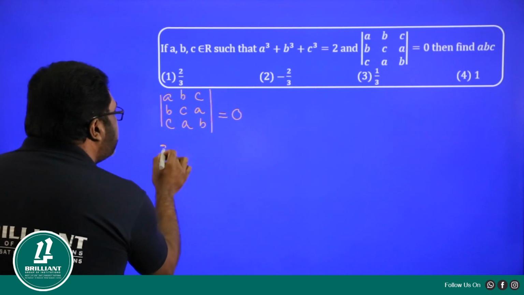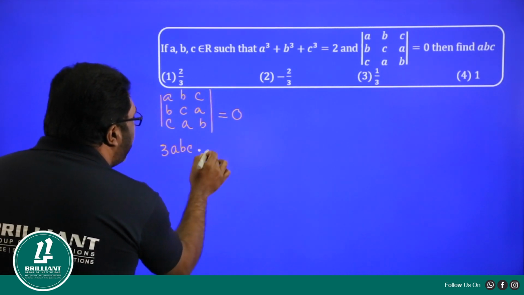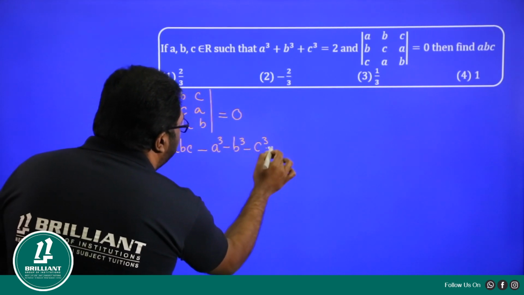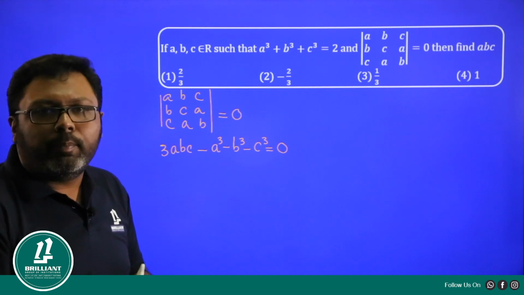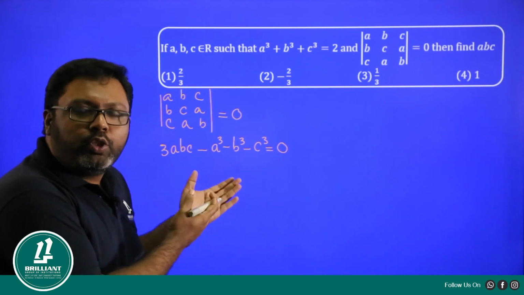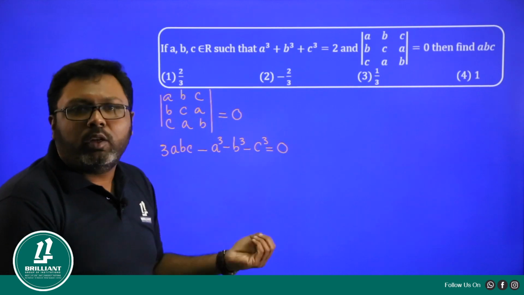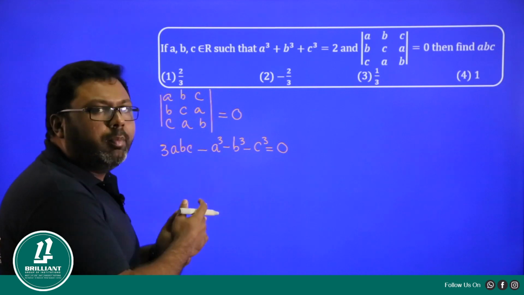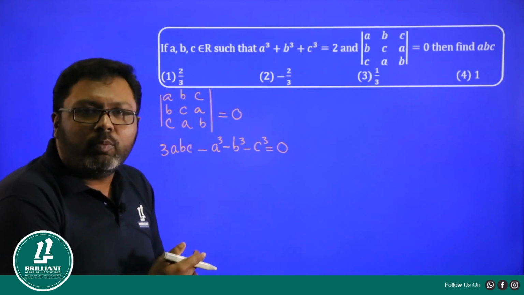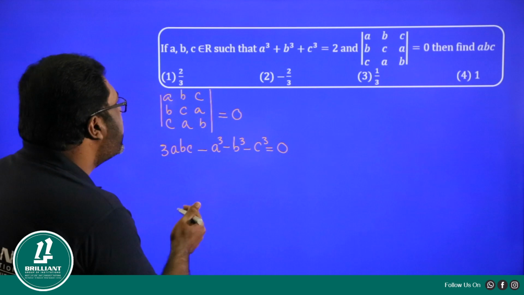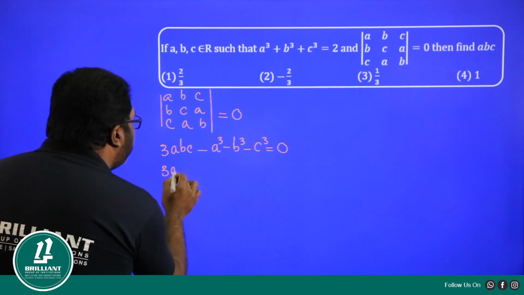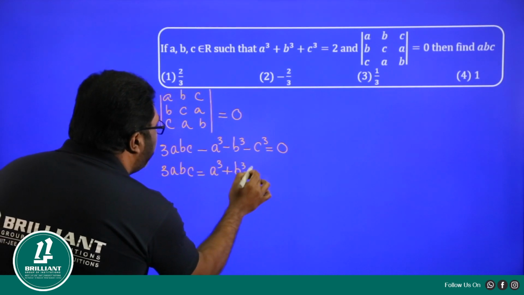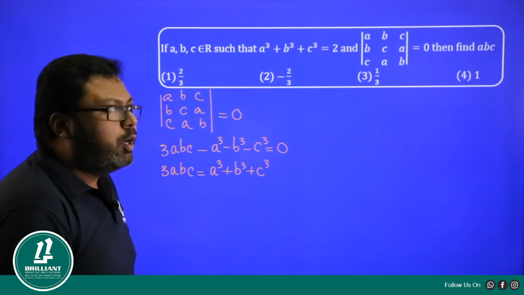The answer for this is 3abc minus a cube minus b cube minus c cube is equal to 0. It's a very common determinant. Now I don't have to show the solution for this because it's a very common question in determinants. If you open it up, you will get the same answer: 3abc minus a cube minus b cube minus c cube is equal to 0. So can I say now 3abc is equal to a cube plus b cube plus c cube? Yes.